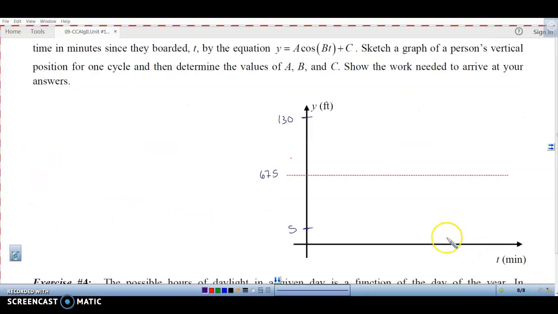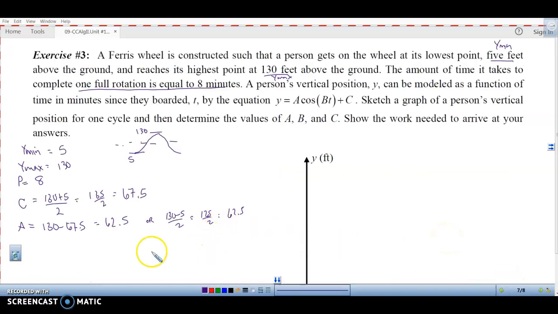With our amplitude, this has got to be 62.5, but remember it's the absolute value. Since we're starting here and going here, what kind of 62.5 is it going to be? In this case, A is going to be negative 62.5 because notice this is inverted. It's because it starts at the minimum instead of starting at the maximum. Now the last thing we need to figure out is B. We know what A is, we know what C is.